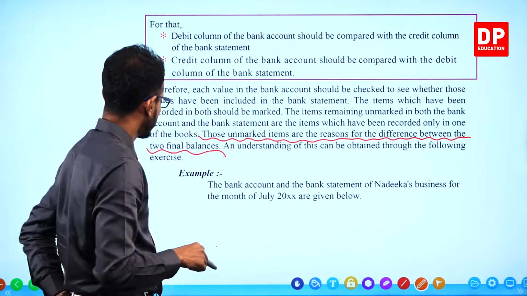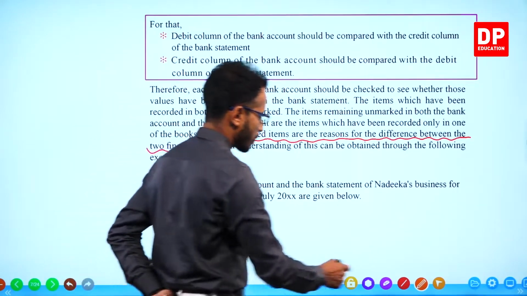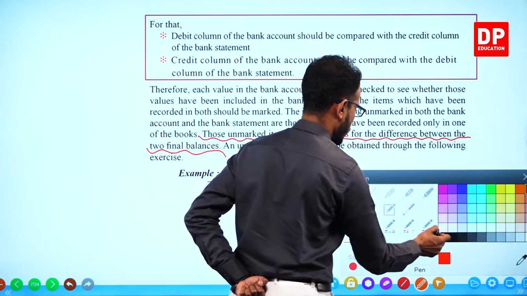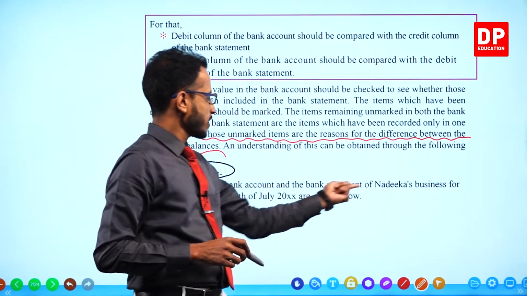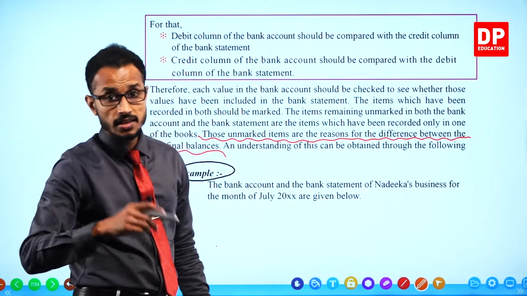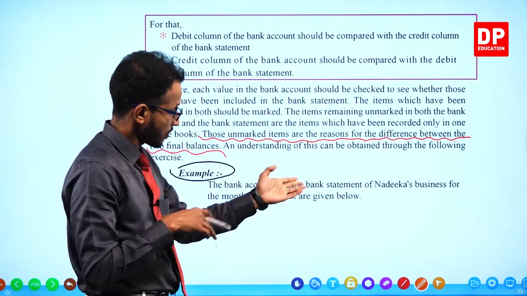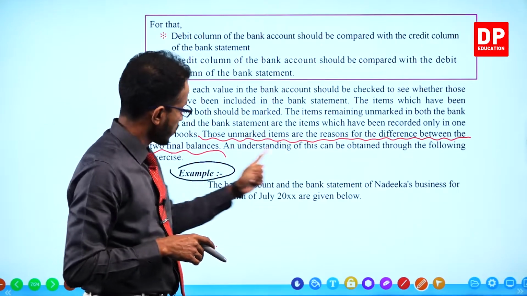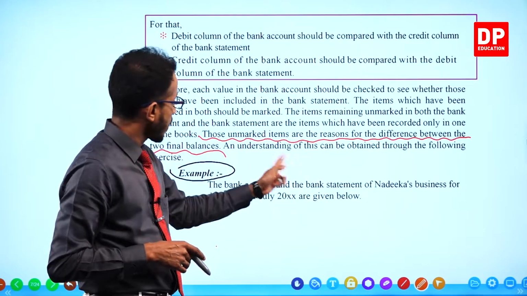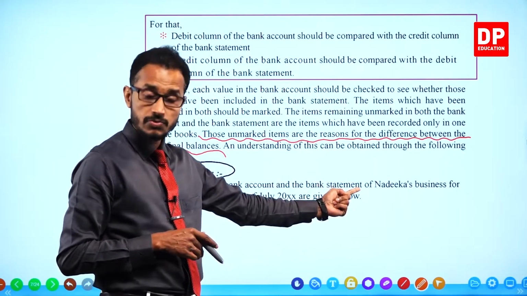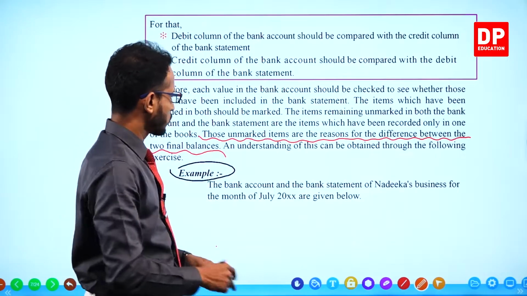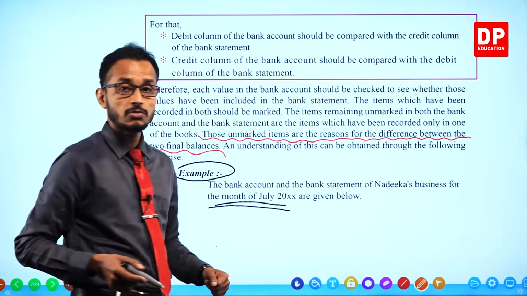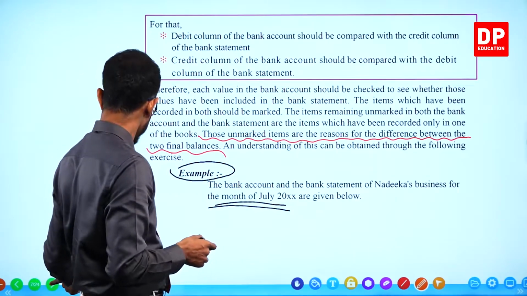All right, let's check this example, shall we? Let's take this example. Bank account and the bank statement of Nadika's business. Her bank account and the bank statement she received from the bank, both are given. Children, it's for the month of July. There you go.